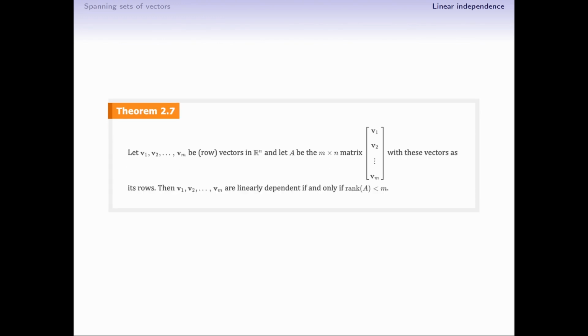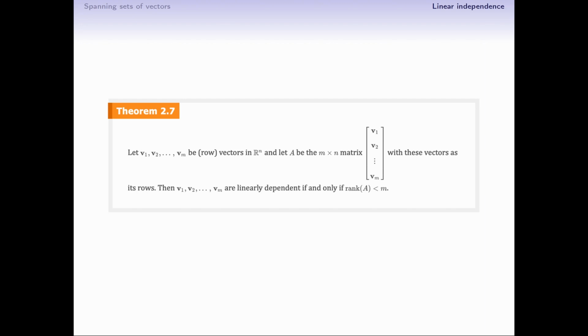Theorem 2.7 provides us with another way of testing linear independence and linear dependence. This is a very different technique. So let's take a look at Theorem 2.7. This will be, in some sense, an alternative method to that presented in Theorem 2.6.